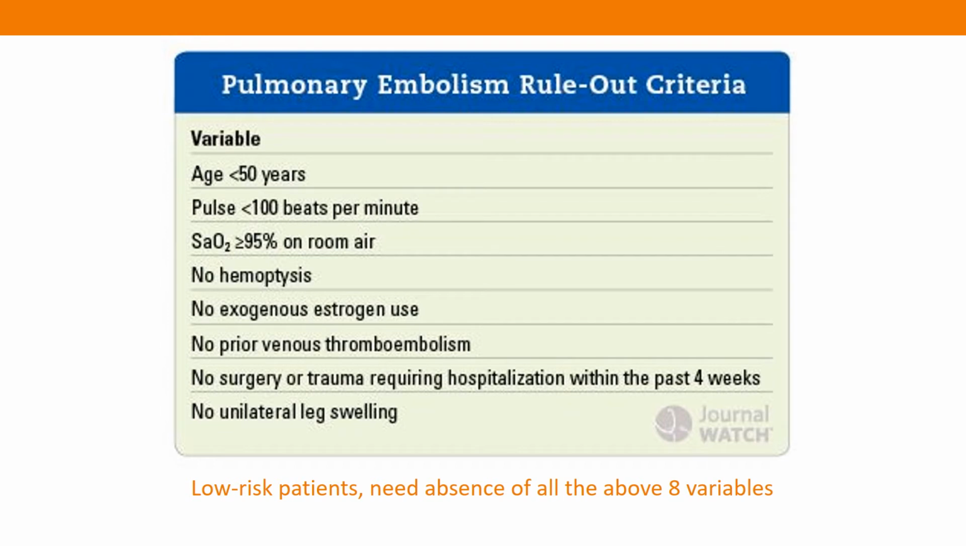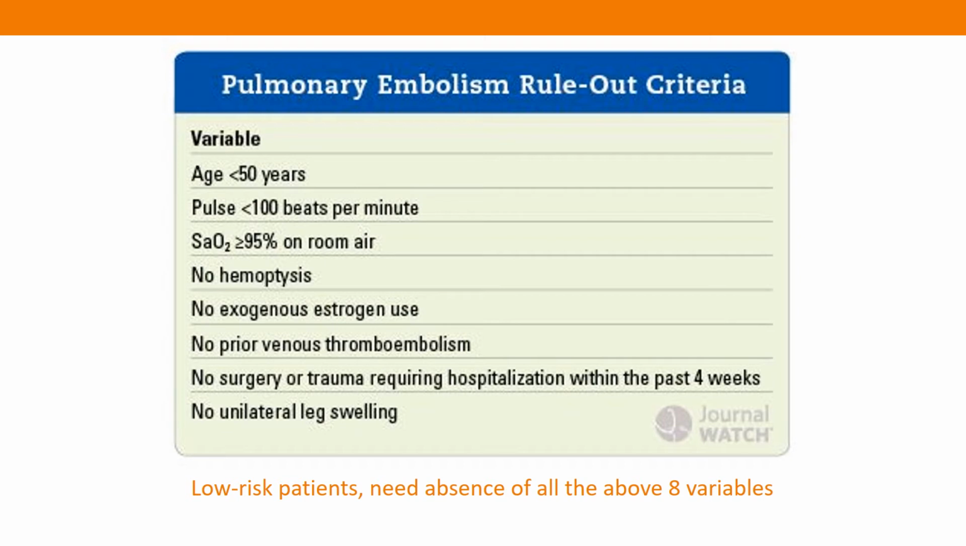So you can also apply the PERC rule. Now the PERC rule is for low-risk patients, and this is to rule out the likelihood of pulmonary embolism. So this is if you're seeing a patient in the emergency department, you're fairly sure that there is no PE, then you can use the PERC rule to help you with this.